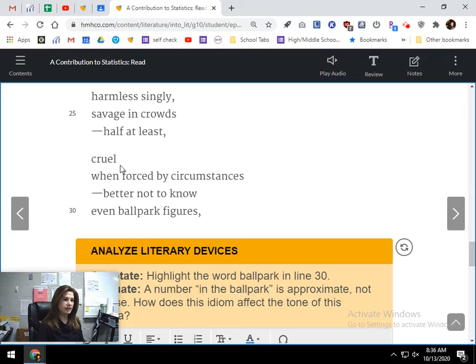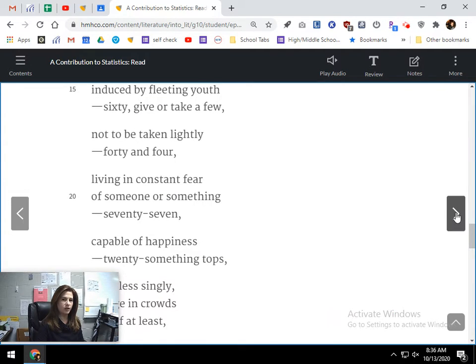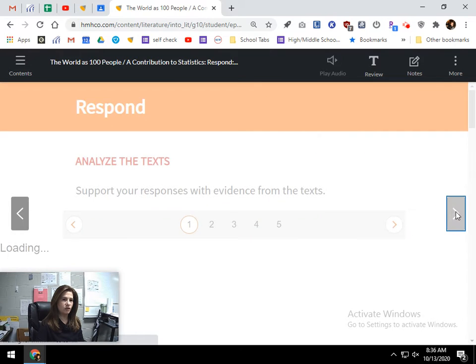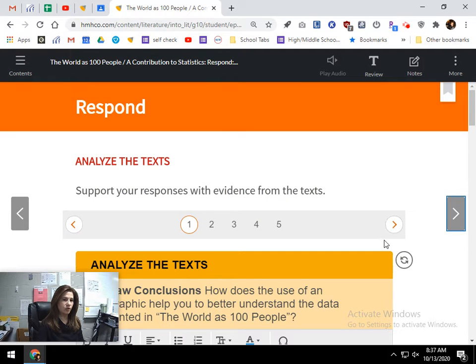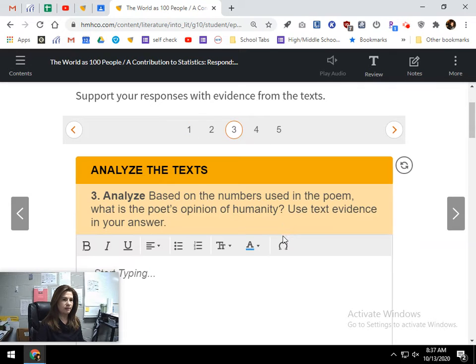Cruel, as in how many people out of 100 are cruel when forced by circumstances. Better not to know, even ballpark figures on that. She says you don't even want to know. So I think that would be a good place to start on that question. That kind of gives you an idea of what she thinks about humanity, which is people in general, our society. And that was number 3.